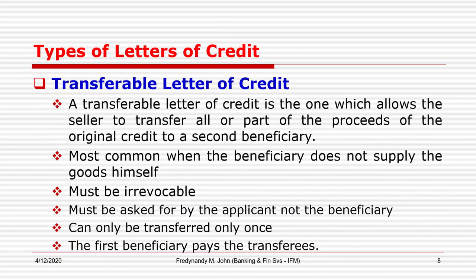The first type of letter of credit is known as the transferable letter of credit. A transferable letter of credit simply means a letter of credit which allows the seller to transfer all or part of the proceeds of the original credit to a second beneficiary.